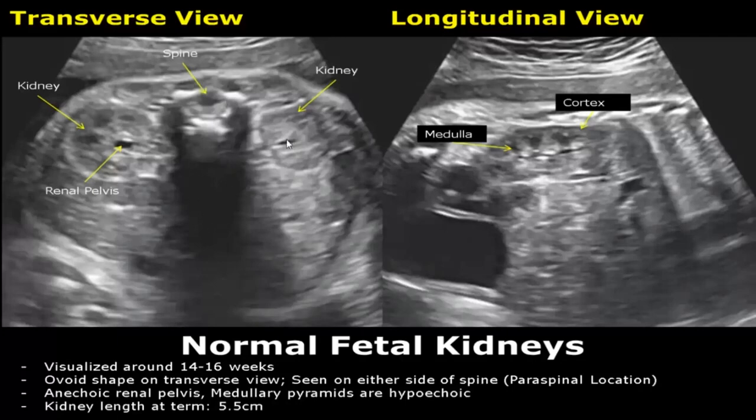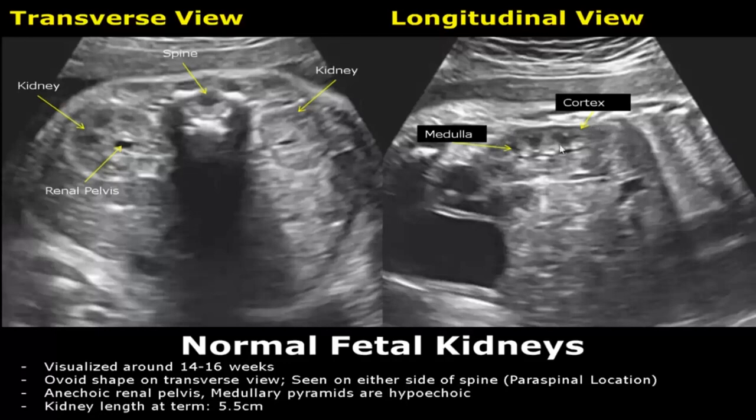This anechoic area is the renal pelvis. It is due to urine. And these hypoechoic areas are the medullary pyramids. You can also see it in the longitudinal view. And this outer layer is the cortex.